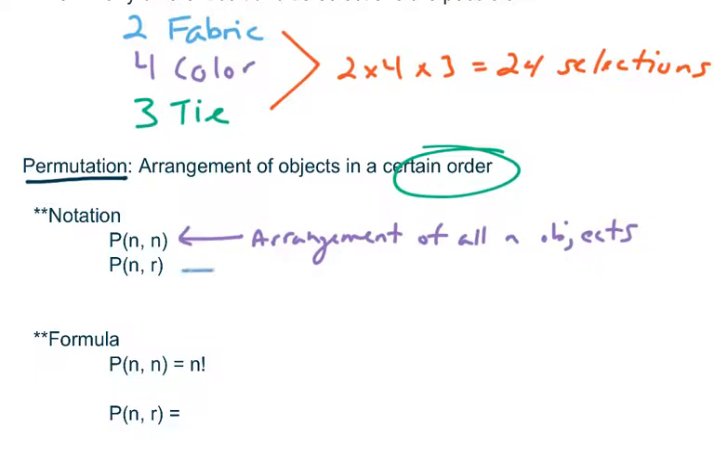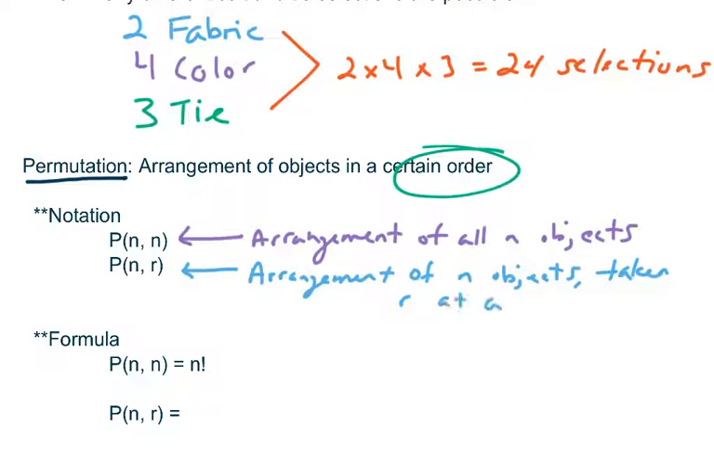Now, the next one, this N, comma R, this is the arrangement of N objects, taken R at a time. So if I have, let's say, 7 different coins and I want to arrange 4 of them, it would be P7, comma 4.